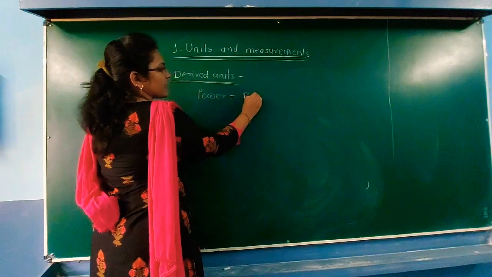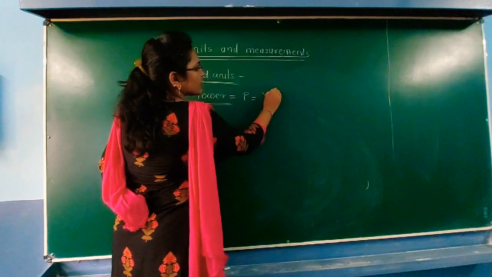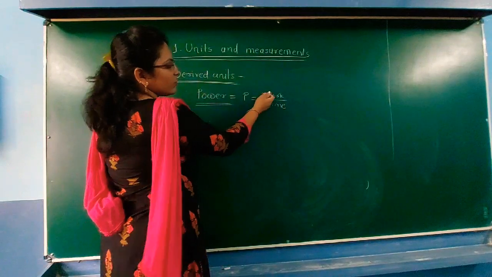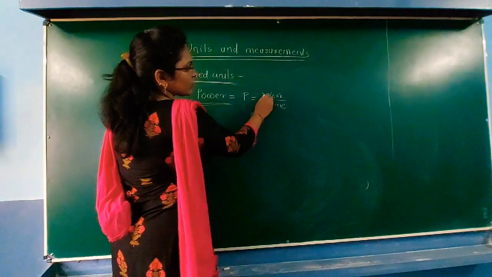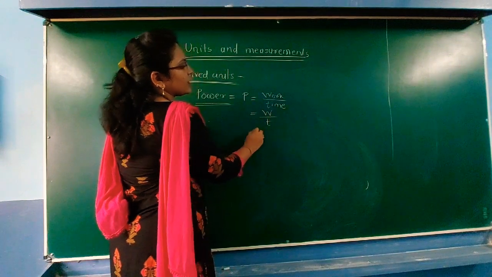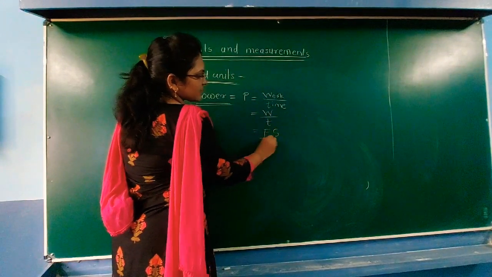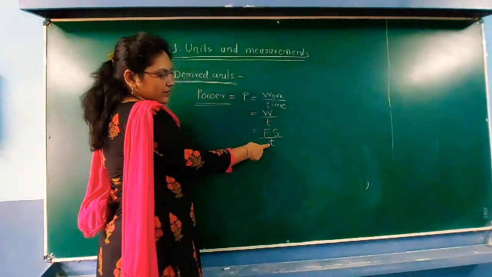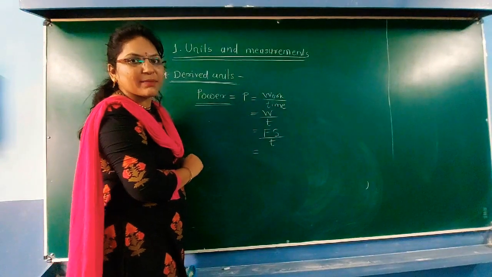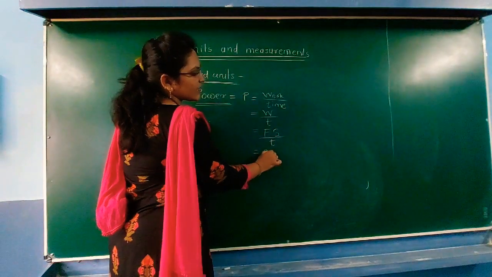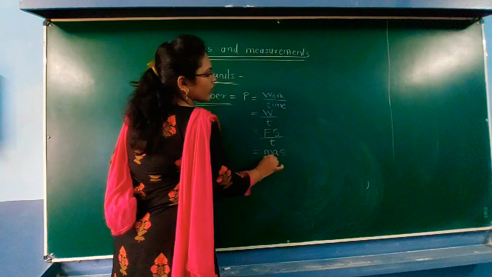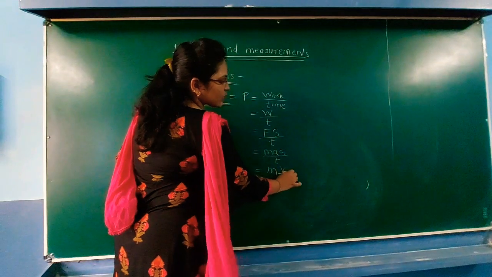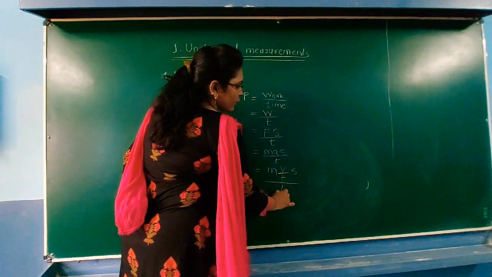Power, P, is equal to work upon time. What is work? Work is force into displacement, so power is force into displacement upon time. Here S and T are fundamental, but force is not fundamental. So in place of force, we can write mass into acceleration into S upon T, which is equal to M into acceleration, and acceleration can be written as velocity upon time, into S upon T.